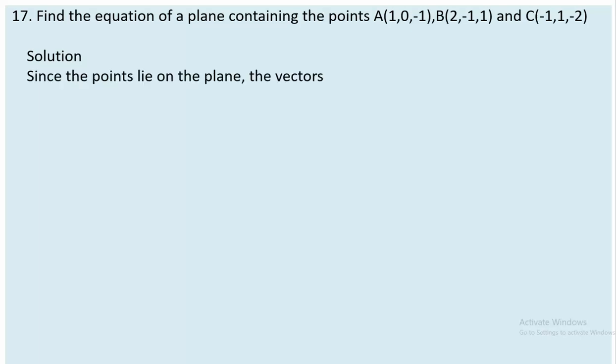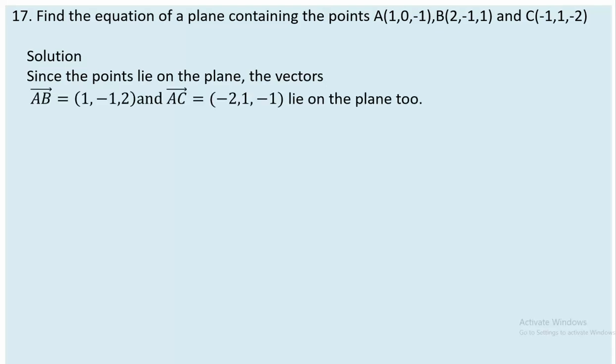So simple. Since the points lie on the plane, the vectors AB and AC lie on the plane too. So the points here A, B, C lie on the plane, so the vectors made by AB and AC can also lie on the plane. But how can we find the vector AB? Vector AB is obtained simply by deducting components of A from B, students.